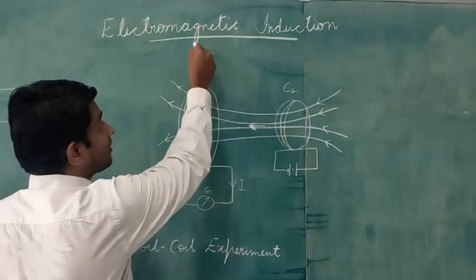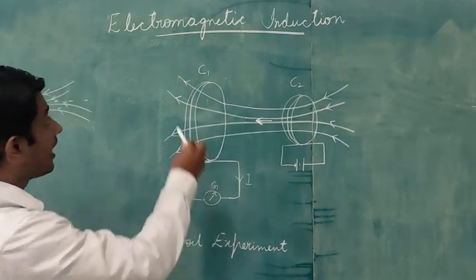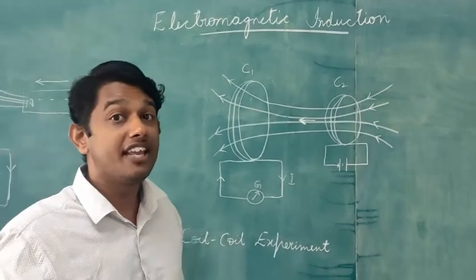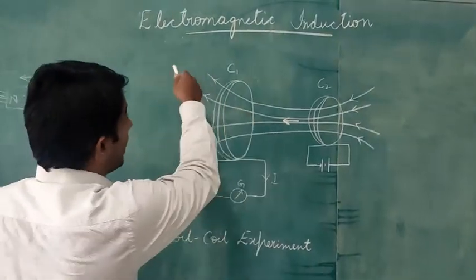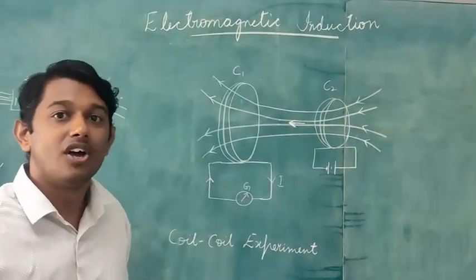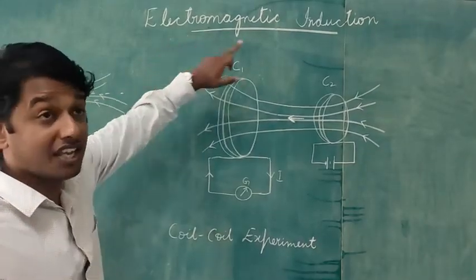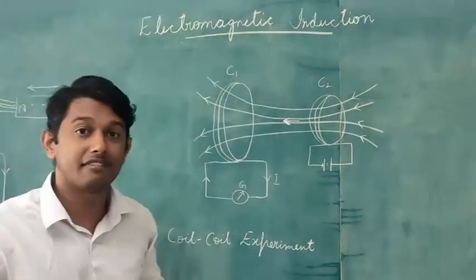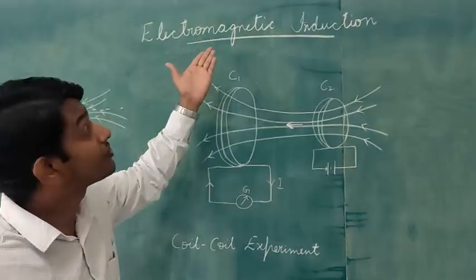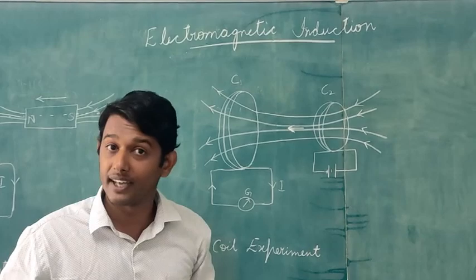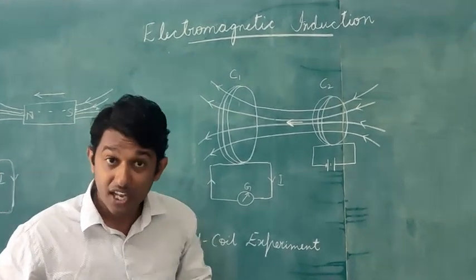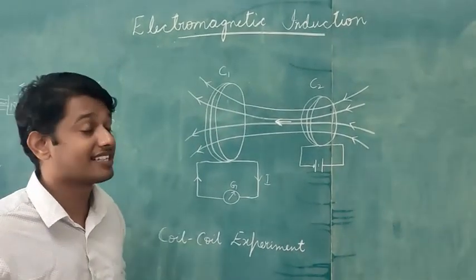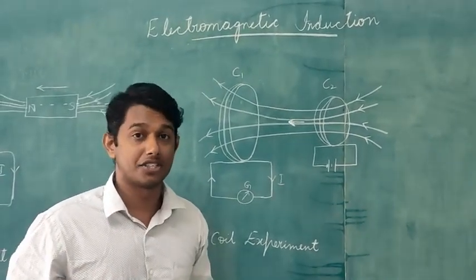Electric current being generated by a varying magnetic field is known as electromagnetic induction. Electricity is induced here because of the varying magnetic field. So that is known as electromagnetic induction. I'll repeat again: the phenomenon in which electric current is generated by a varying magnetic field is called electromagnetic induction.